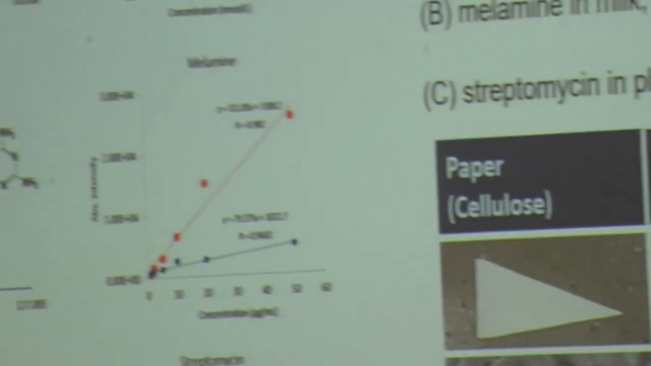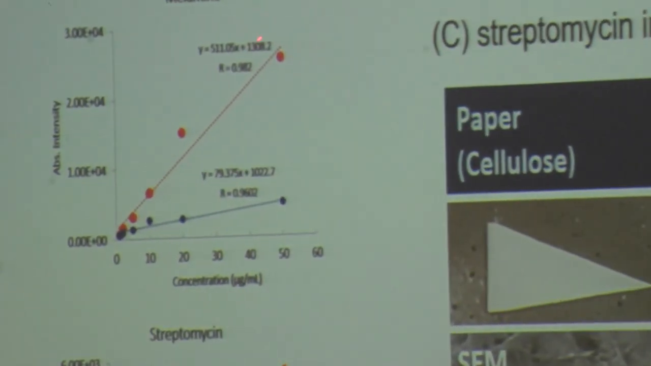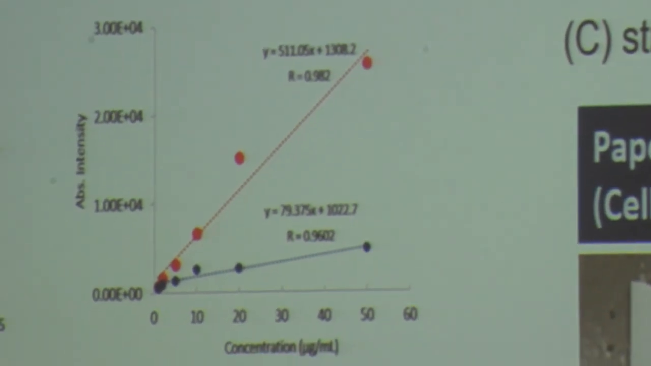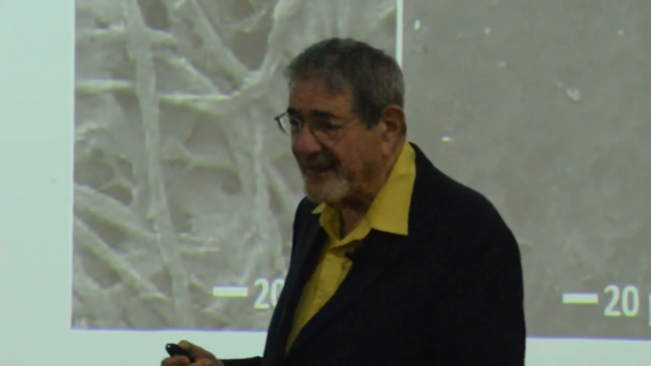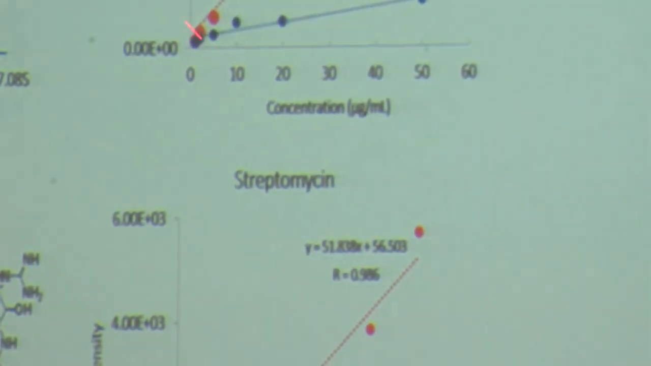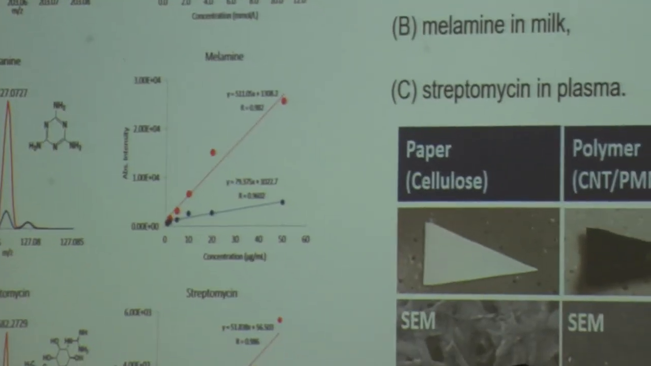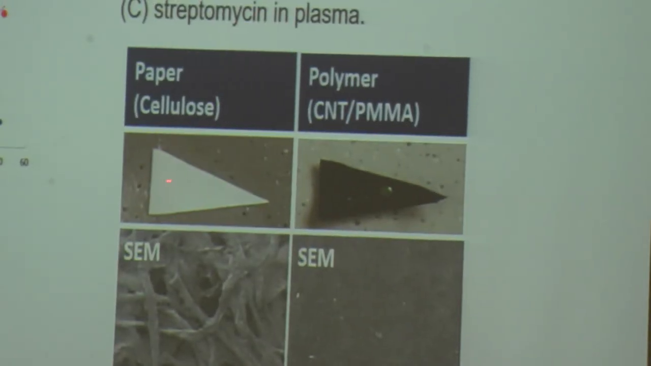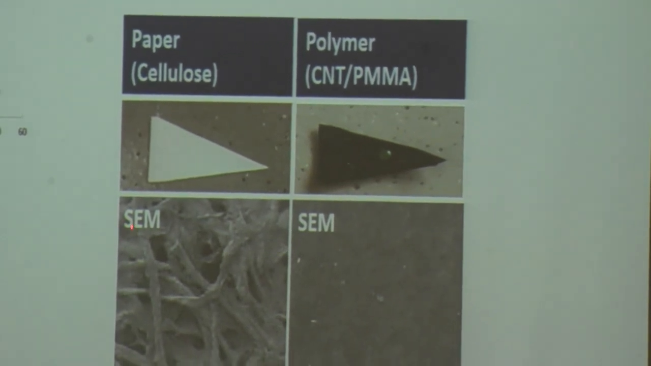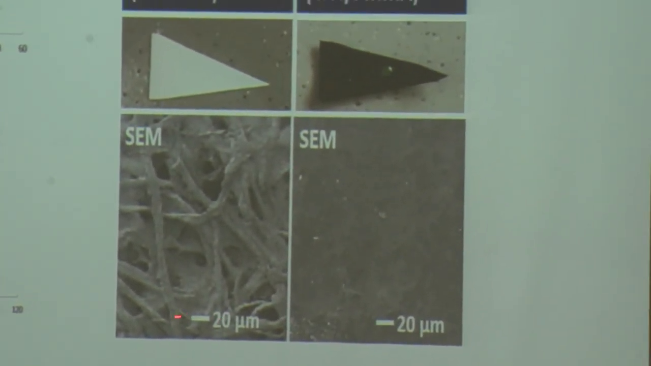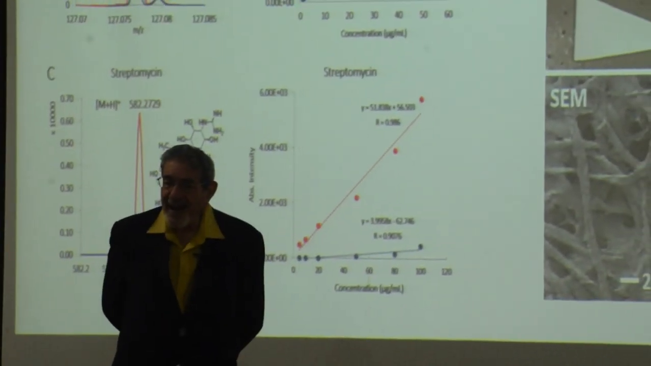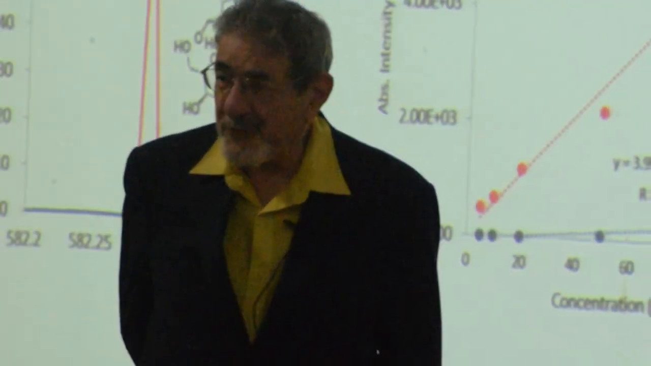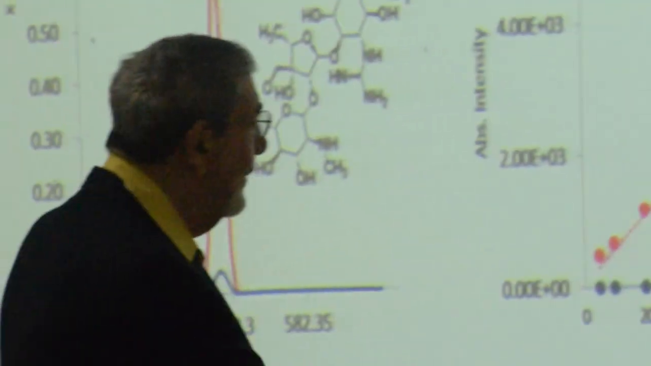So I'm showing you these, and I'm showing you that the red is this method compared to paper. And wow, there's no question this is superior. Okay? So now we have a way of looking at this, and we can quantify it. Okay? Here's the paper, here's the cellulose, this is a scanning electron micrograph, 20 microns in scale. A human hair's diameter is 100 microns, so this is 1/5 the diameter of a human hair, and we're seeing the structure of paper, that's our fibers of cellulose.